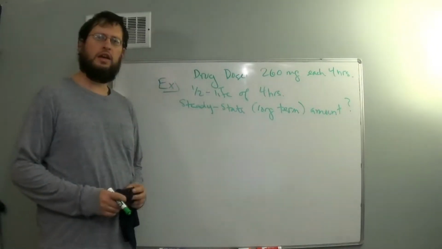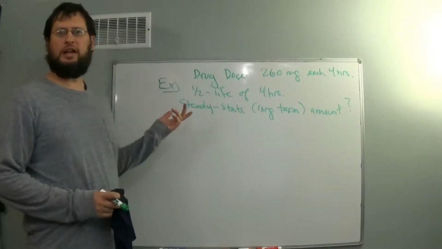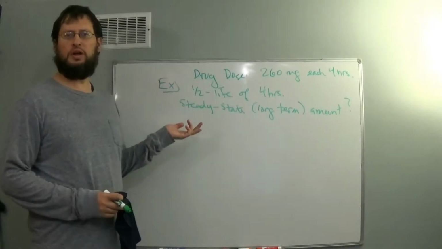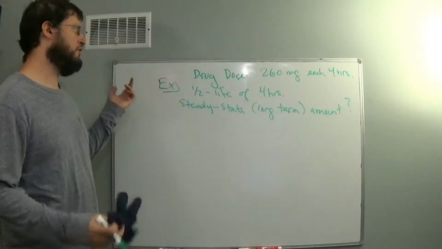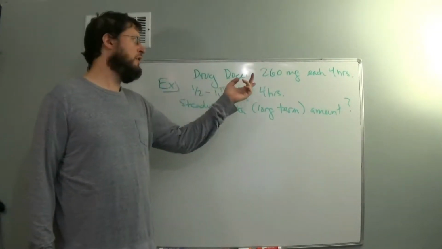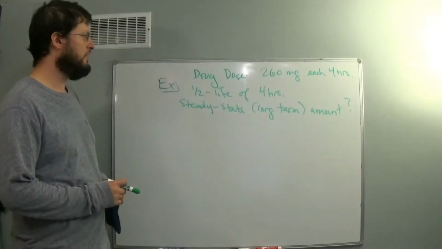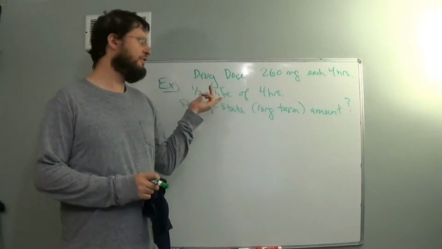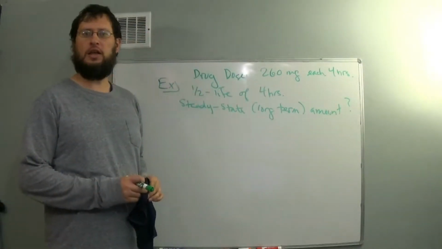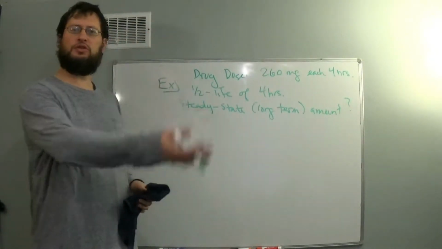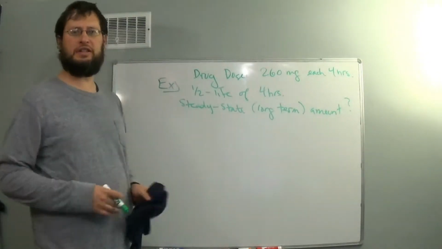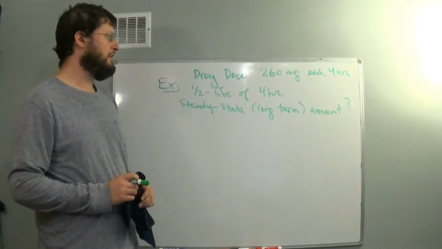In this question, we have a situation in which a drug is given for a certain medical condition. The dosage is 260 milligrams and it's given every 4 hours. And the drug has a half-life in the body of 4 hours as well. Which means that each time a new dose is administered, half of everything that was still remaining in the body is still there.